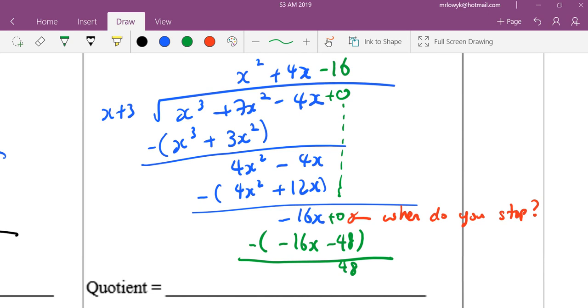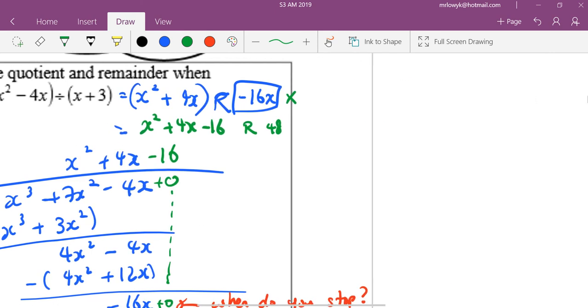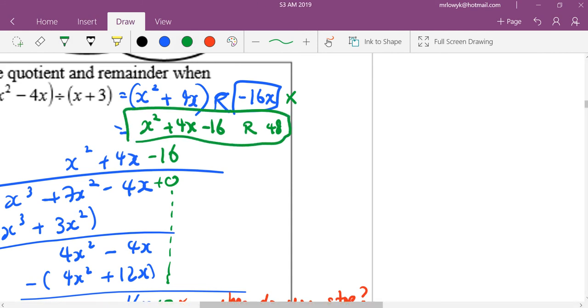Now you understand? Negative 48 or 48? You press calculator for me. 0 minus 48. It's a plus. So the answer here is wrong. The answer should be x squared plus 4x minus 16, remainder 48. Now, just now I mentioned to you, I don't want this presentation. So can I teach you the correct presentation?